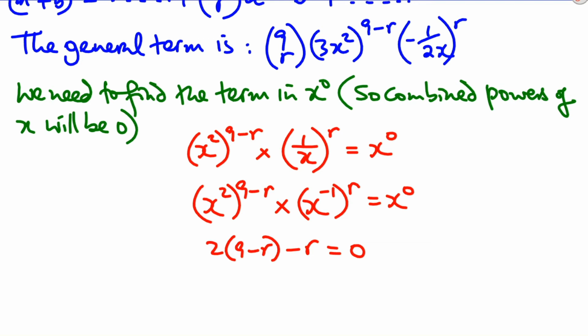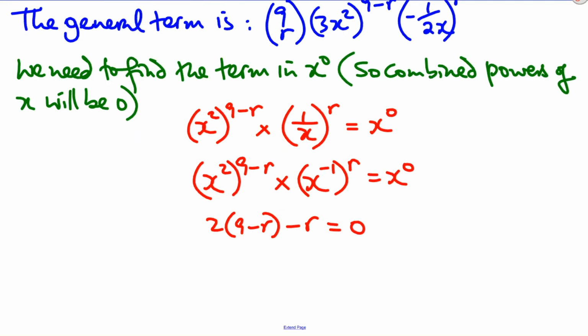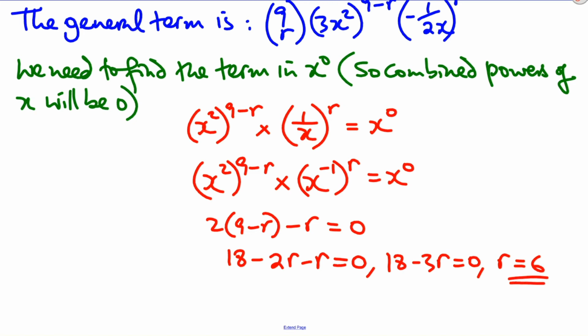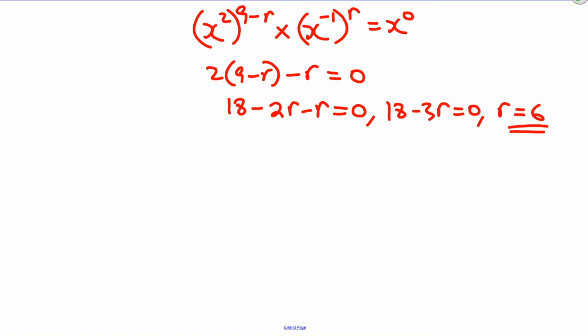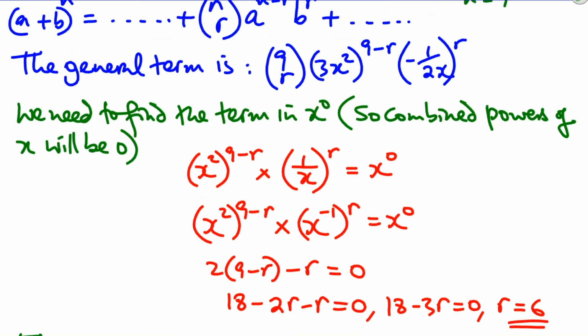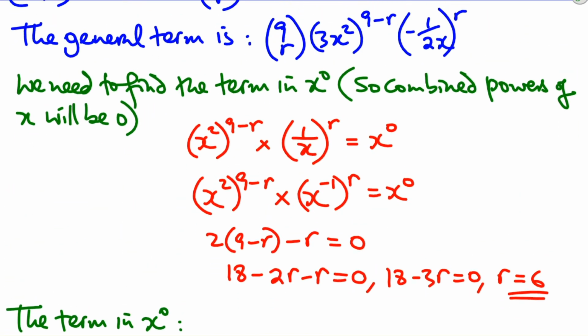And we can carry on to simplify this. So that will be 18 minus 2r minus r is equal to 0. So 18 minus 3r is equal to 0, which means r is equal to 6. So the term in x to the power 0 will be written from the general term, because now we know what the value of r is.